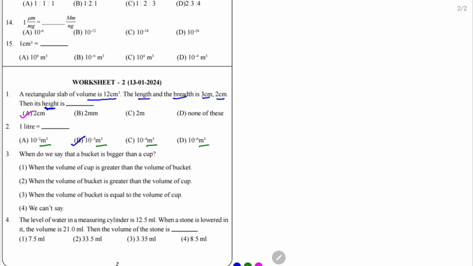Let's see question number 3, which is: when do we say that a bucket is bigger than a cup? Here we are comparing a bucket with a cup. In what parameter will we compare? Generally its volume. We are going to compare the volume of the bucket and the cup. See the first option: when the volume of the cup is greater than the volume of the bucket. Is it correct? No. Second option: when the volume of the bucket is greater than the volume of the cup. This is what we read. So the correct option is 2.